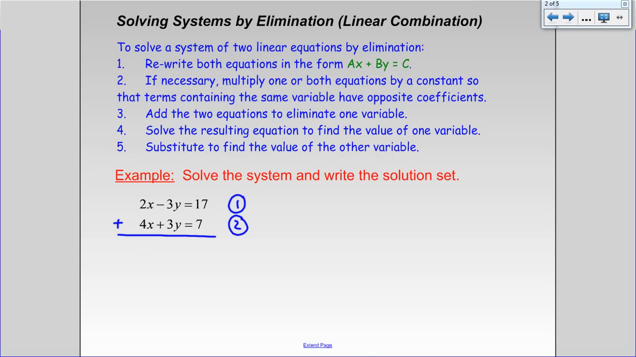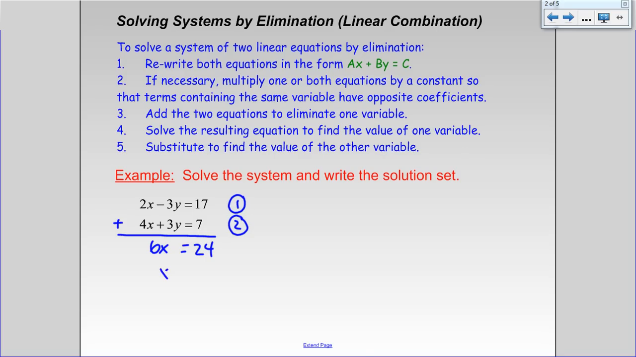On the left-hand side, combining like terms, we obtain 6x, and the y terms cancel out. On the right-hand side, 17 plus 7 is 24. Notice that as we do this step, we are actually using the addition property of equality. Equation 2 tells us that the expression 4x plus 3y is equivalent to the number 7. So we can add 4x plus 3y to the left-hand side of equation 1, while adding 7 to the right-hand side of equation 1. And that's how we obtain the equation 6x equals 24.